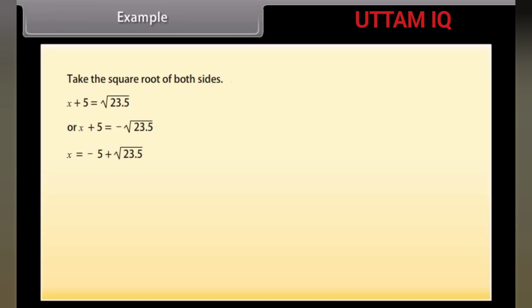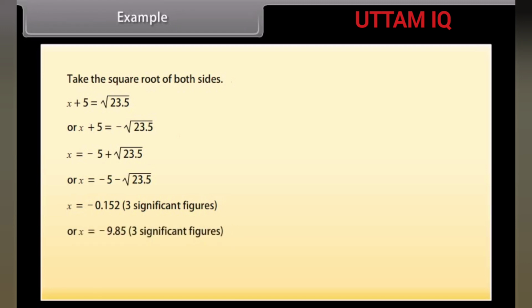x = −5 + √23.5 or x = −5 − √23.5. x is equal to −0.152 (three significant figures) or x is equal to −9.85 (three significant figures).